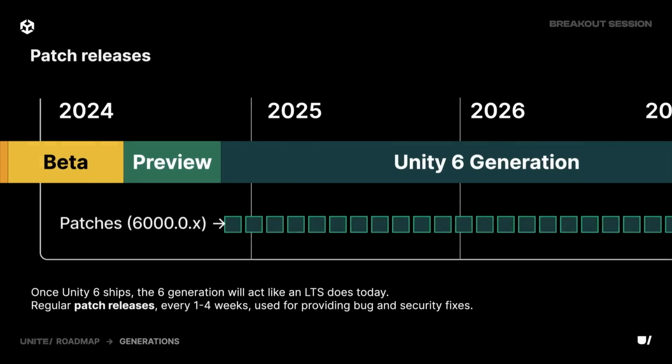Quick note on patch releases. These, as I mentioned, work just like they do with the LTS for Unity 6. We're going to ship patches every 1 to 4 weeks. The time frame is going to expand the longer the generation has been out. Patches are focused on bug and security fixes, and it's also how we can respond quickly to sudden platform, legal, security, or regulatory changes, the things we really love, right?